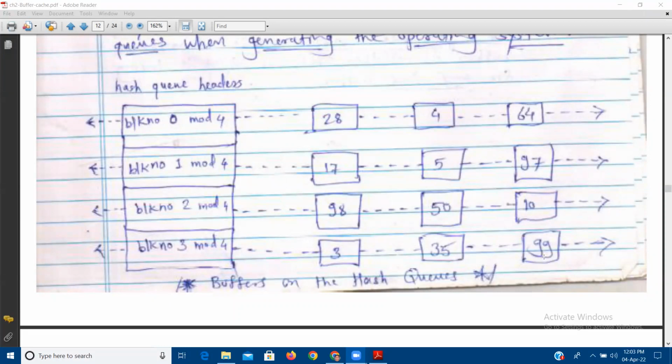कारण आपण block number ला पूर्ण mod करतोय आणि रिमाइंडर 0 आला असेल तर तसे सगळे ब्लॉक, तसे सगळे बफर्स पहिल्या क्यू मध्ये ठेवतोय. जर रिमाइंडर 1 येत असेल तर तसे सगळे बफर्स आपण दुसऱ्या क्यू मध्ये ठेवतोय. जर रिमाइंडर 2 येत असेल तर तसे सगळे बफर्स आपण तिसऱ्या क्यू मध्ये ठेवतोय, आणि रिमाइंडर जर 3 येत असेल तर तसे सगळे बफर्स आपण चौथ्या हॅश क्यू वर ठेवतोय. जर तुम्ही अनालिसिस केलात तर कुठलाच नंबर मिस होत नाही, कुठलाच नॅचरल नंबर, कुठलाच ब्लॉक मिस होत नाही.